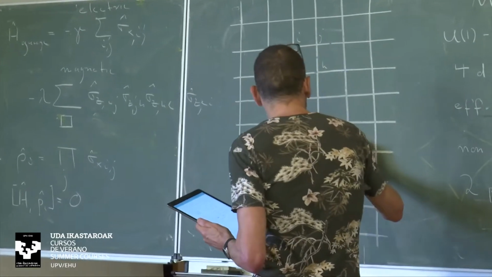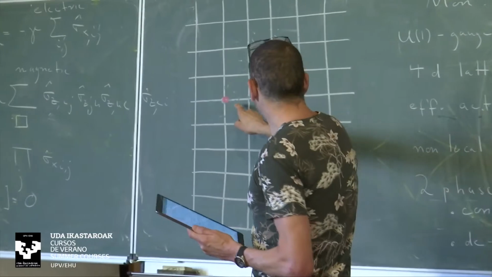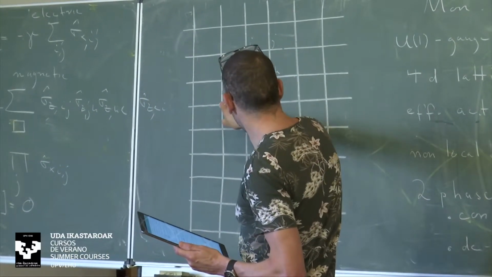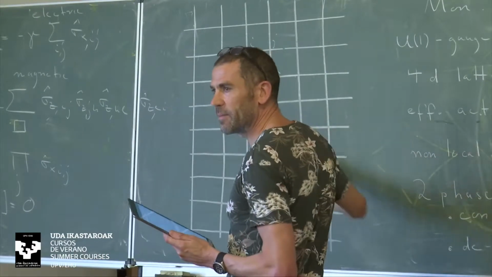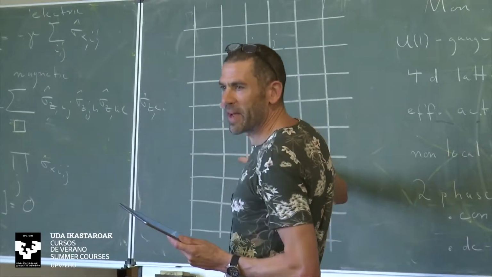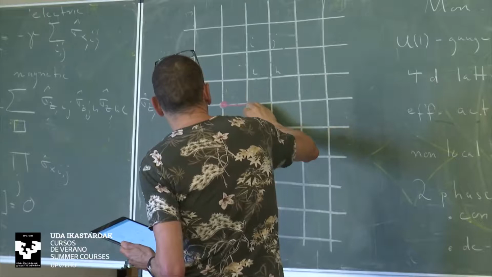I want a configuration where, say, we have charges here and here. Yeah. So, in order to realize a situation where I have charge -1 only here and here, but everywhere else +1, I have to flip a few sigma x's. So I need to consider something that is called a string.